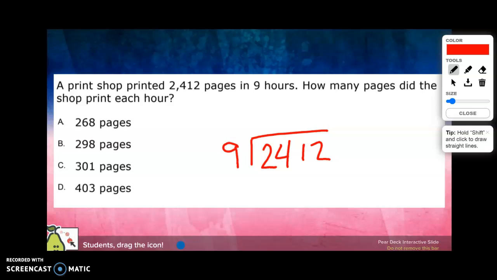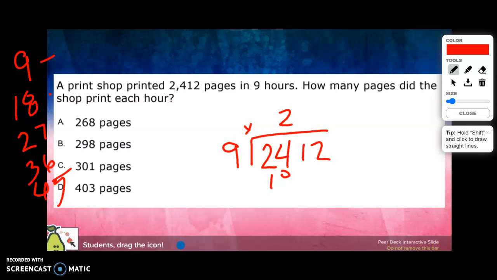9 cannot go into 2, but it can go into 24. Let's list out the multiples of 9. 9, 18, 27, 36, 45. Okay, so we see that it goes in 2 times. When we subtract that, we're left with 6. So 9 can't go into 6, but if we bring down the 1, we continue with this.